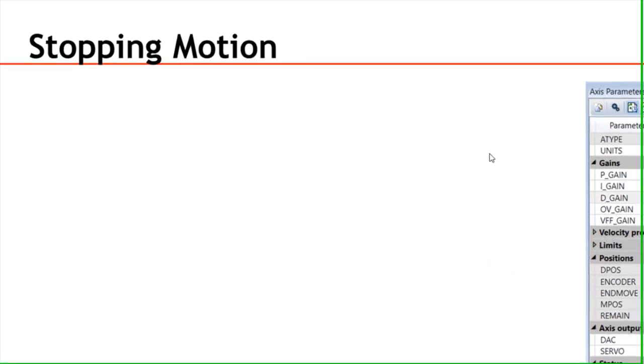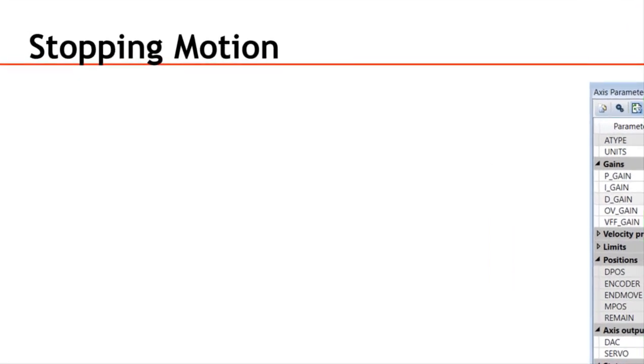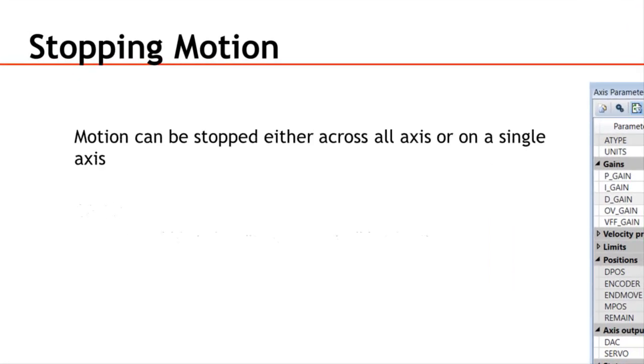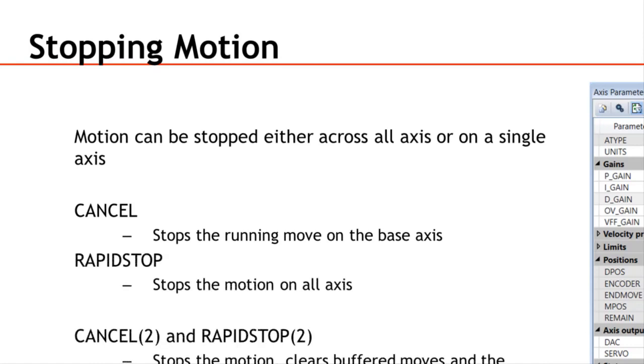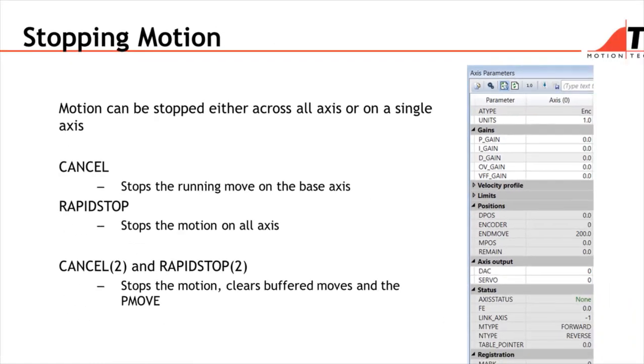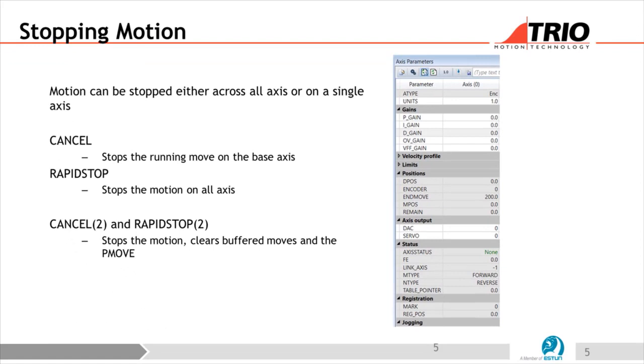Okay, so stopping motion, of course, we've seen already, we need to use the cancel command, not the stop command, because cancel stops the motion. Rapid stop will stop motion on all axes. It doesn't actually provide a faster stop. It just stops all the axes. Okay, so although it's called rapid stop, it doesn't decel any faster.